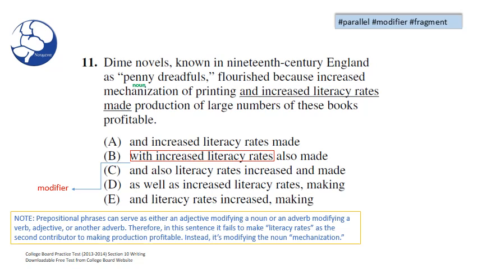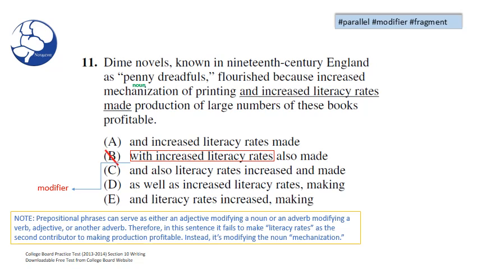Again, the last part of that note: in this sentence, it fails to make literacy rates a second contributor to making production profitable. Instead, it's modifying the noun mechanization. So here we have a modifier error in B. So we can go ahead and eliminate B.